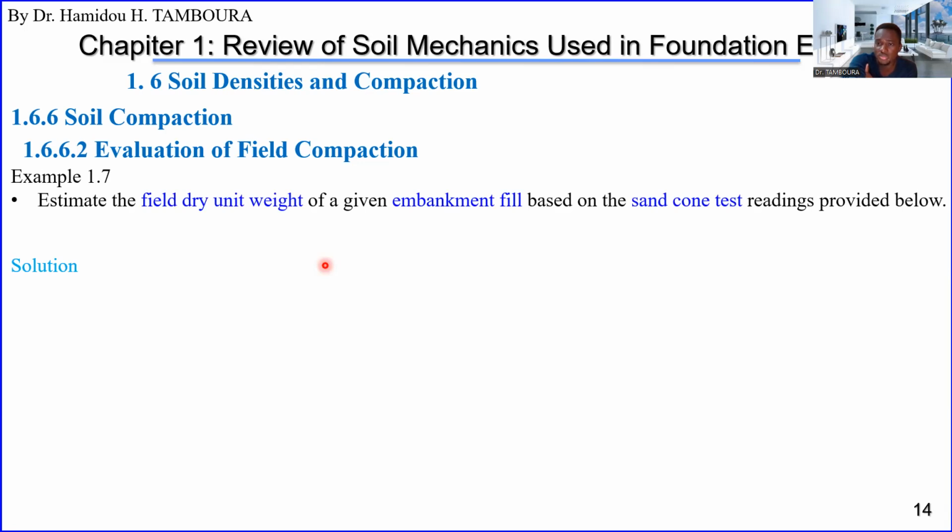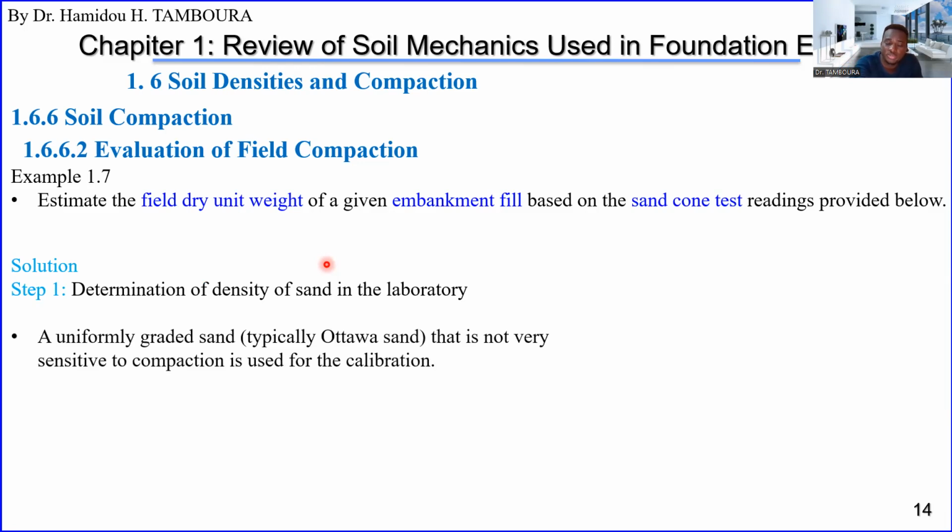Okay. So we will use the first method to estimate it. So, first step, solution. The first step is to determine the density of the sand in the laboratory, because the sand in the bottle, in the device itself, we have to know the characteristics of the sand. So we have to know the density of that sand. Okay, not the sand in the hole, not the soil from the hole. The sand that is in the device itself.